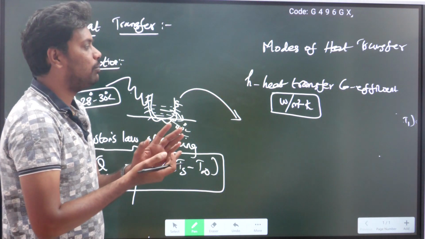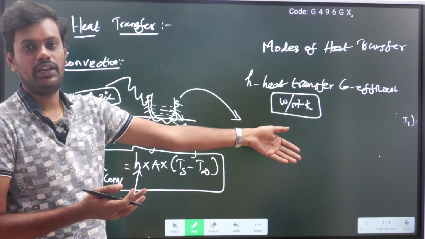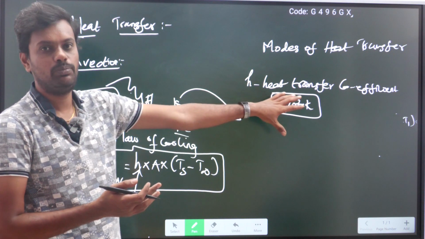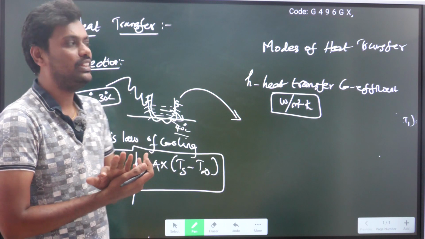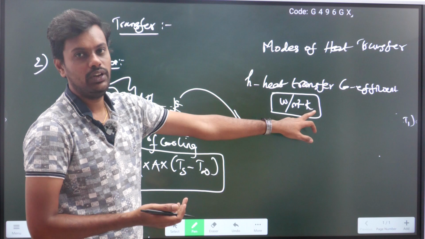If the surrounding temperature is less, then the h value will be less. If the surrounding temperature is high, then the h value should be high. So the h value will vary with respect to the ambient temperature, and it is nothing but the heat transfer coefficient. The unit for h is watts per meter square Kelvin.